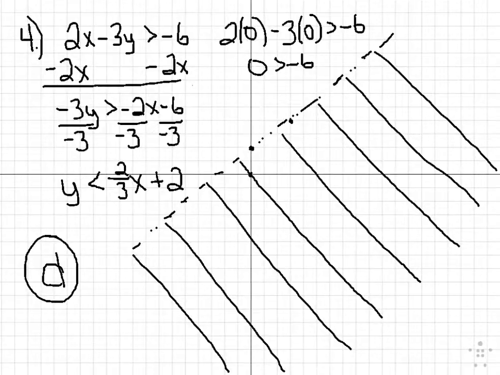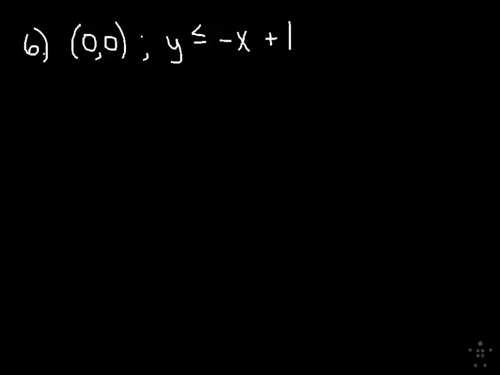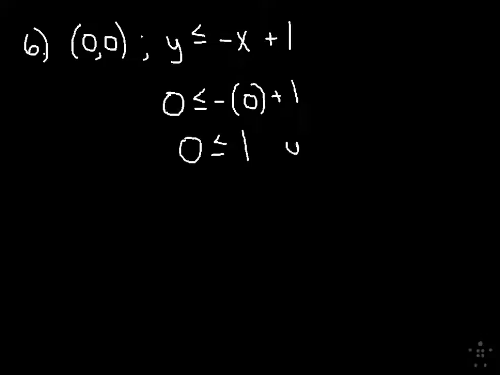Moving on to question number 6. 6 says for us to check to see if this point satisfies the inequality. Is it a solution? So we plug in the point 0, 0. So 0 is less than or equal to the opposite of 0, which is 0. So we get 0 is less than or equal to 1. Is this true? Yes, 0 is less than 1. So yes, 0, 0 does work for this inequality. It is a solution.